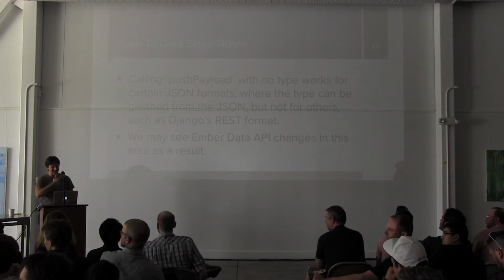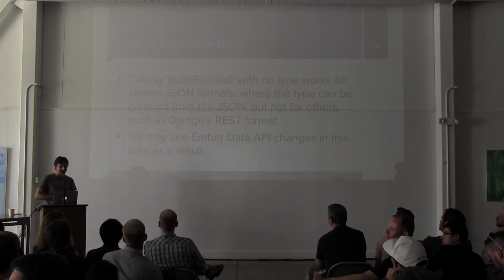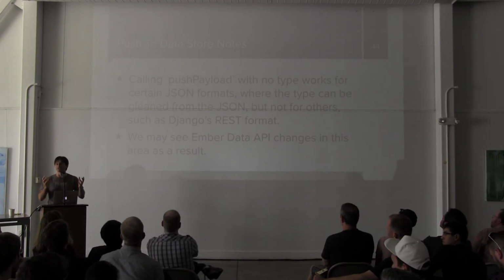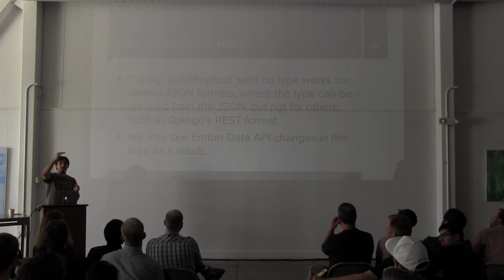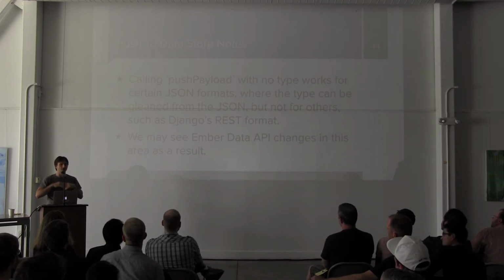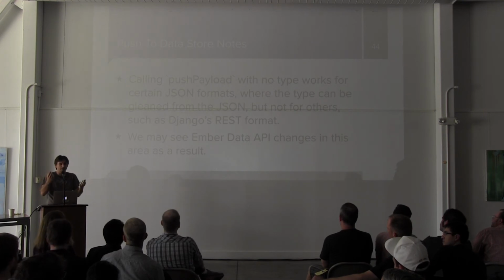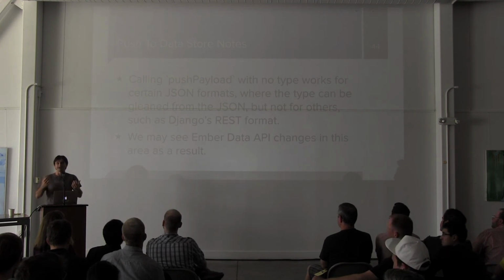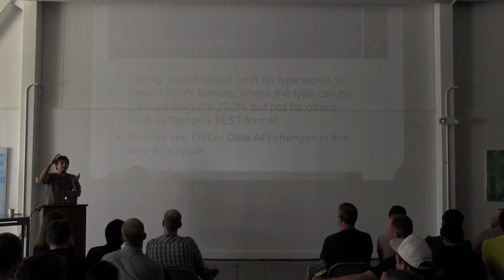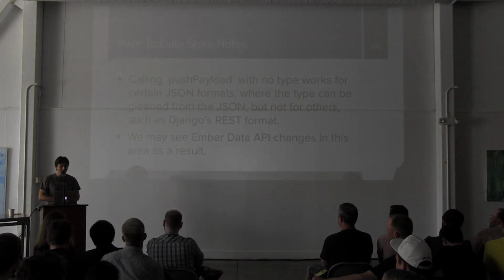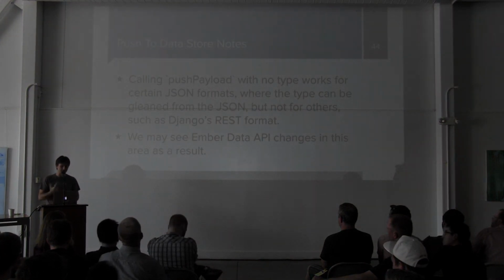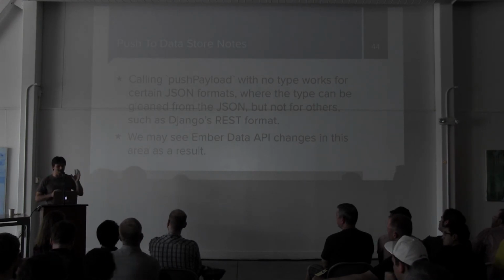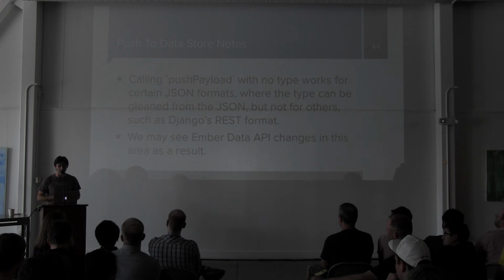Yes, Igor actually tipped me off to this. We called push payload in our example with no type, and that works for some kinds of JSON payloads where the types are top-level keys, where there's some way to glean what type of data you're pushing. But the standard Django REST format, for example, doesn't have that. It just pushes names and property values. And so that can be challenging. You need to push with the payloads. Really, because of this confusion, we'll very likely see some API changes in this area.